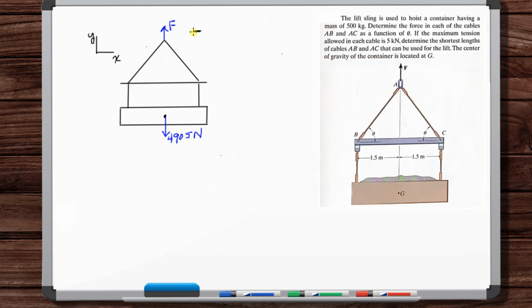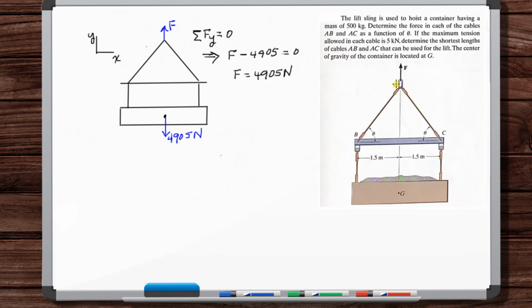Let's sum the forces. We know that the sum of the forces in the Y direction must equal 0. So F is positive, minus 4905 is equal to 0. So F is equal to 4905 newtons. Okay, so now that we know F, we're trying to analyze the forces in these cables here. That's what the question is about.